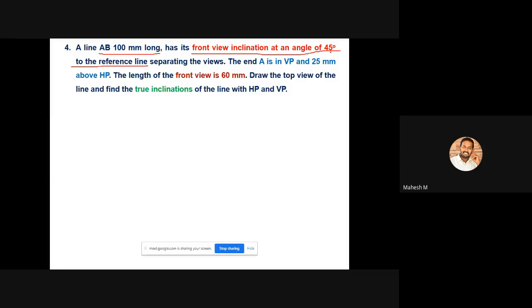What, dear? Theta, sir. It is not theta. Theta and phi will be true inclination. So here, have they given the true inclination? It is a front view inclination. What will we mark the front view inclined angle as?